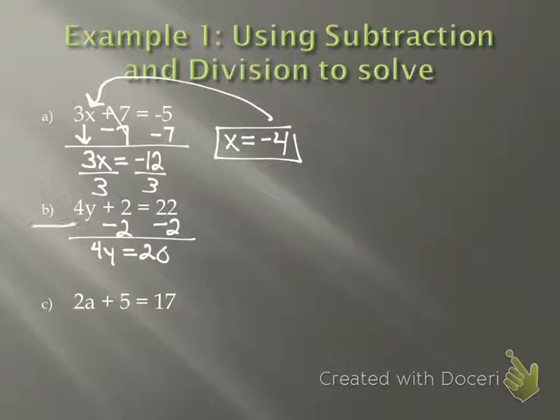Well, I did my first step, but now my second step would be to do what? Because I don't have my answer yet. What do I need to do to get y by itself? Divide both sides by 4. And y equals 5.